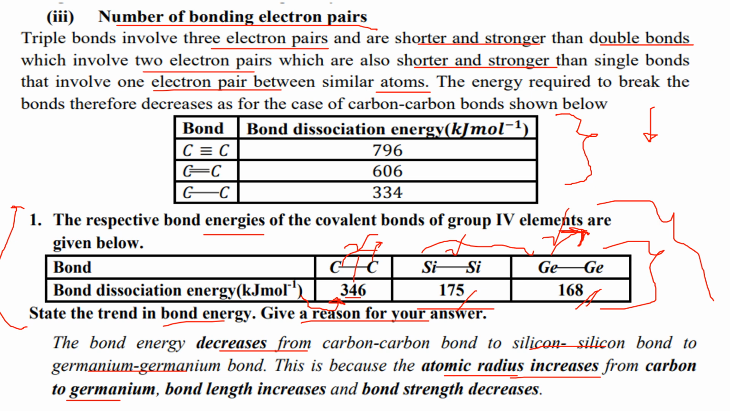So this is because the atomic radius increases from carbon to germanium, and the more the atomic radius increases, the bond length also increases. And once bond length increases, bond strength decreases. So that's a simple elaborative explanation for it.